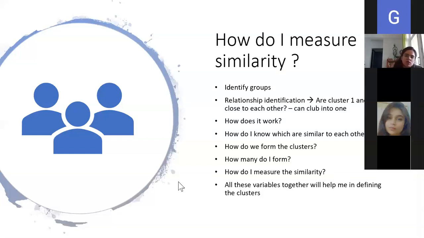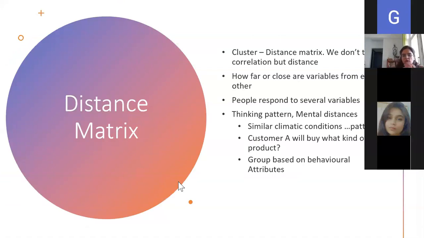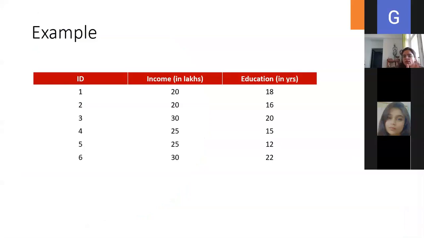How are we measuring कि ये दो लोग similar हैं, and that's why let's club it into one cluster? What is the algorithm behind it? So the algorithm is based on this distance matrix. So if the distance between two individuals is less, then they are grouped together in a cluster. Let me give you one example here. Okay, for example, I take income and education, these two things for say 6 respondents.